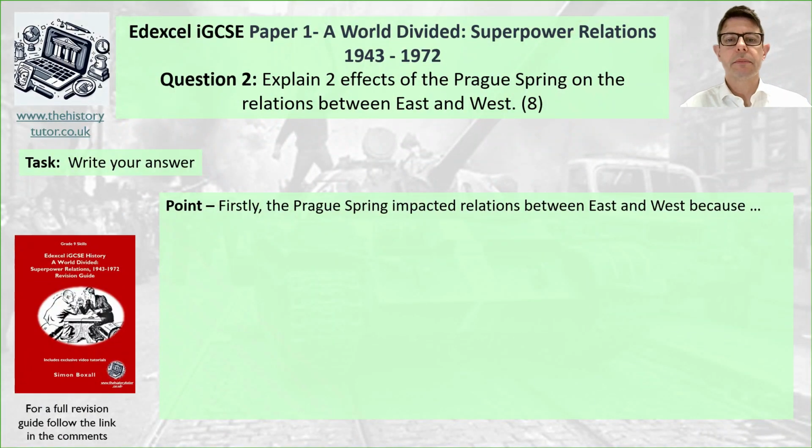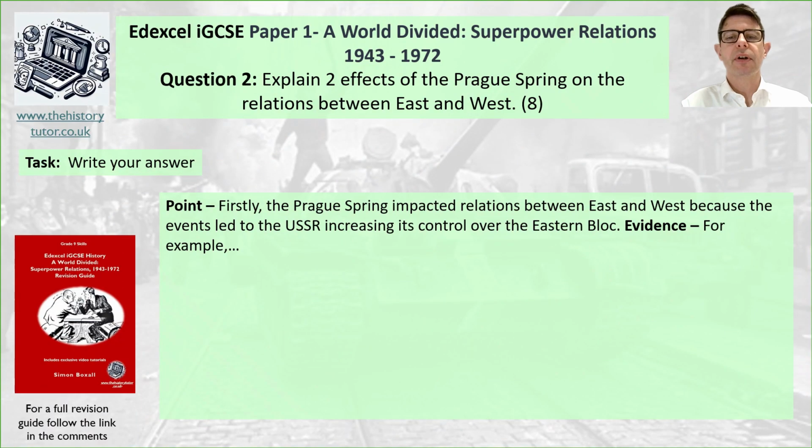Let's do our opening point. We're going to say, firstly, the Prague Spring impacted relations between East and West because. So pause now and see if you can end this opening sentence. Remember, we could talk about how the USSR wanted to control the Eastern Bloc more because Czechs were standing up against Soviet control.